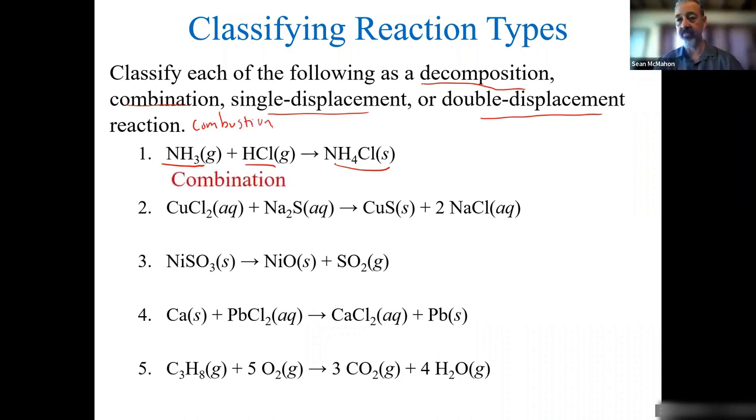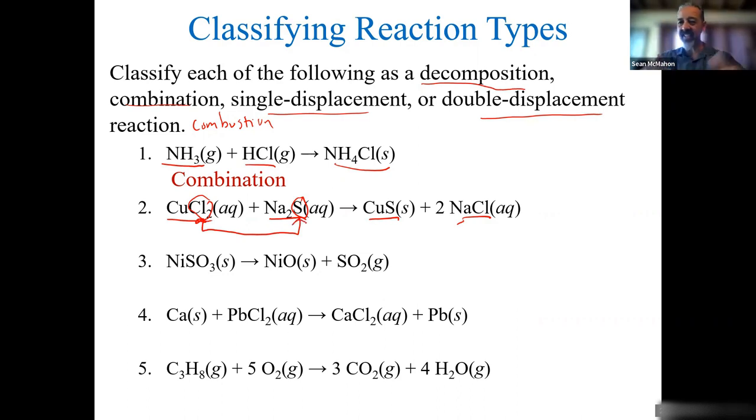It's a combination. I got 2 things coming together to make 1. Okay. Now, what do I have? I have a couple and a couple. Here I have a couple and a couple, but what's different? Why is there a reaction? What I notice is that sulfur and chloride switched partners.